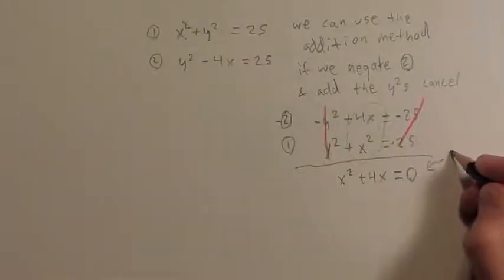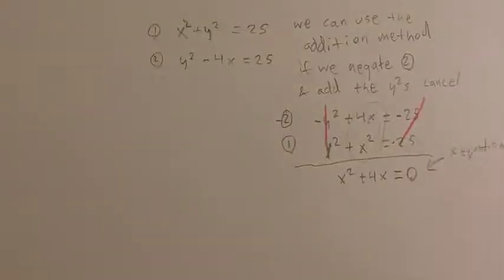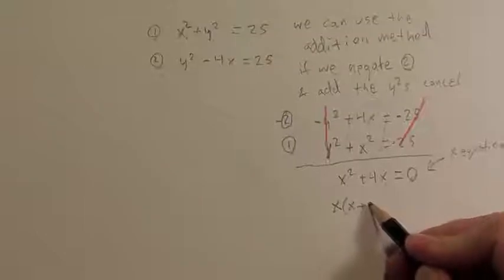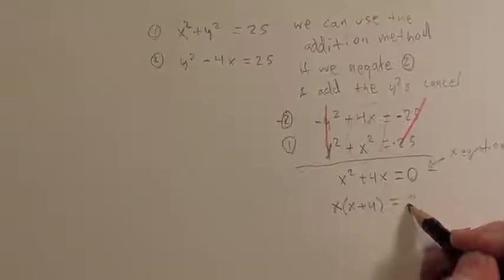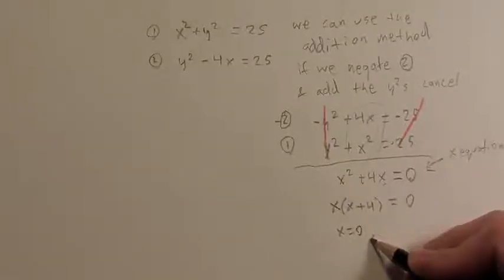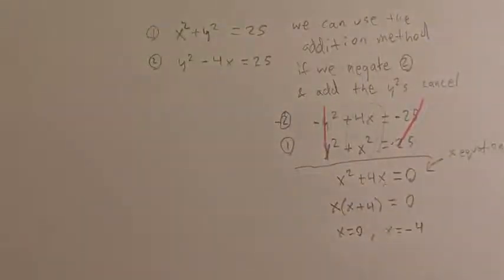Okay? So after that, we now have an equation just in terms of x. So this is just an x equation, and we'll solve it. This one is much nicer to solve than some of the other ones we've seen so far. I can just factor out this x. Get x times x plus 4 is equal to 0. So x is equal to 0, or x is equal to negative 4.